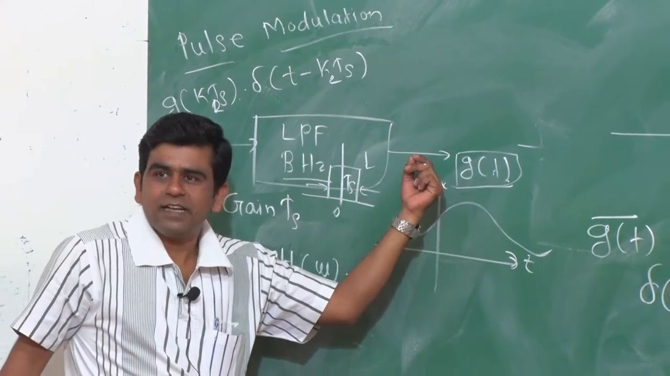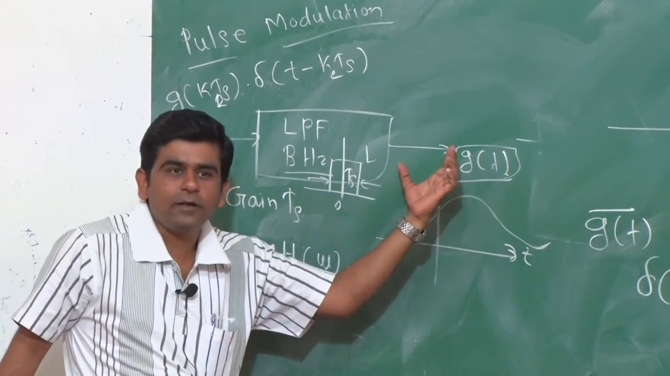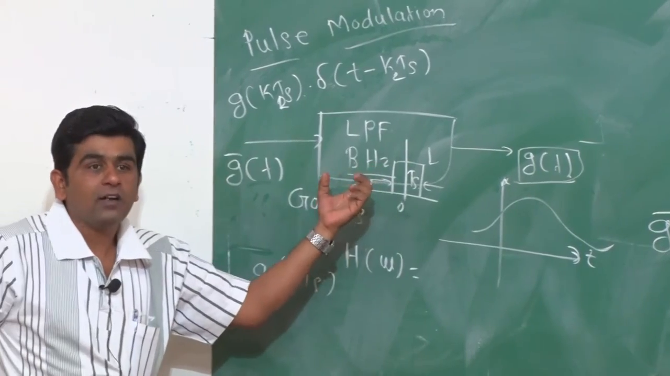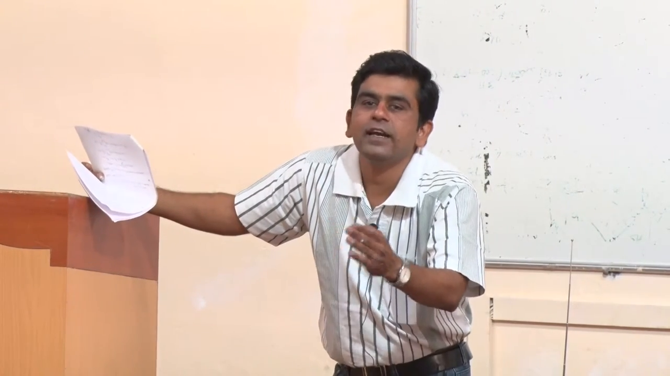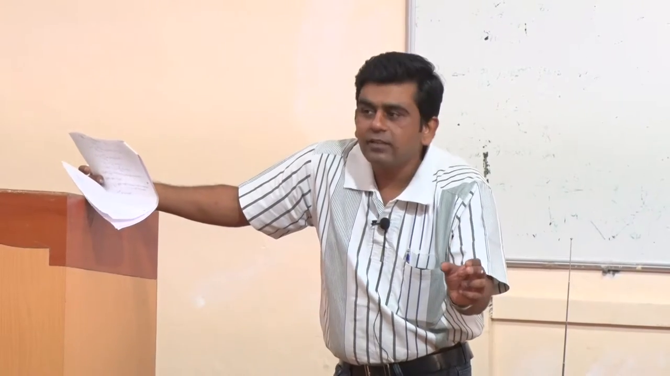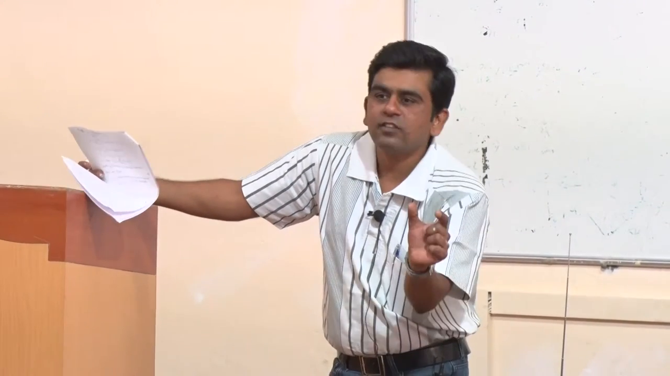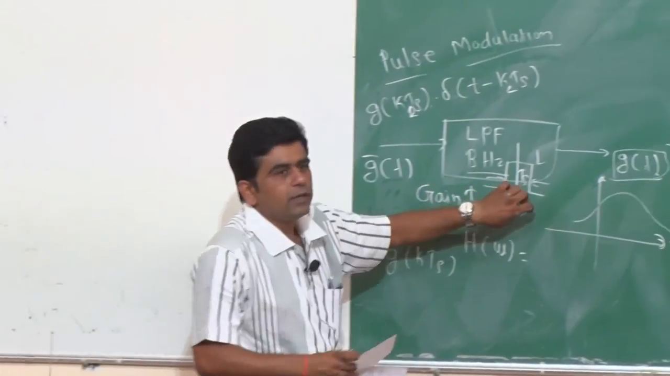Here we have to consider that this low pass filter is an ideal filter with bandwidth capital B hertz and gain of capital Ts. So the signal is in time domain. We require this time domain representation. In time domain, this can be represented as a gate pulse of duration capital Ts and height 1, which is centered at 0.